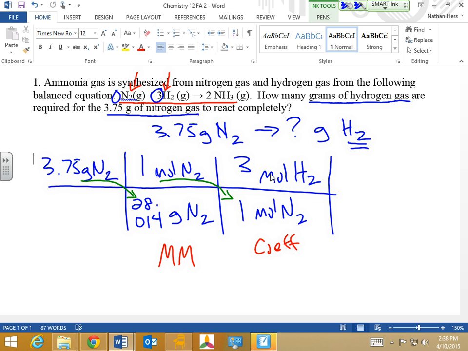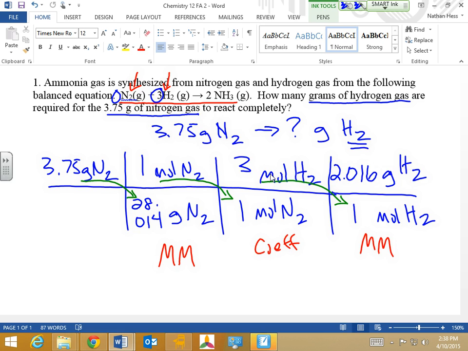Now that we're in moles of H2, we don't want moles, we want grams. So therefore, again, units go down. Moles of H2 into grams of H2. 1 mole always goes with molar mass. We're using the same tool as we did before, but it's not the molar mass of nitrogen, it's the molar mass of hydrogen. So we look at the periodic table, we find it's 1.008. We double it to make 2.016.